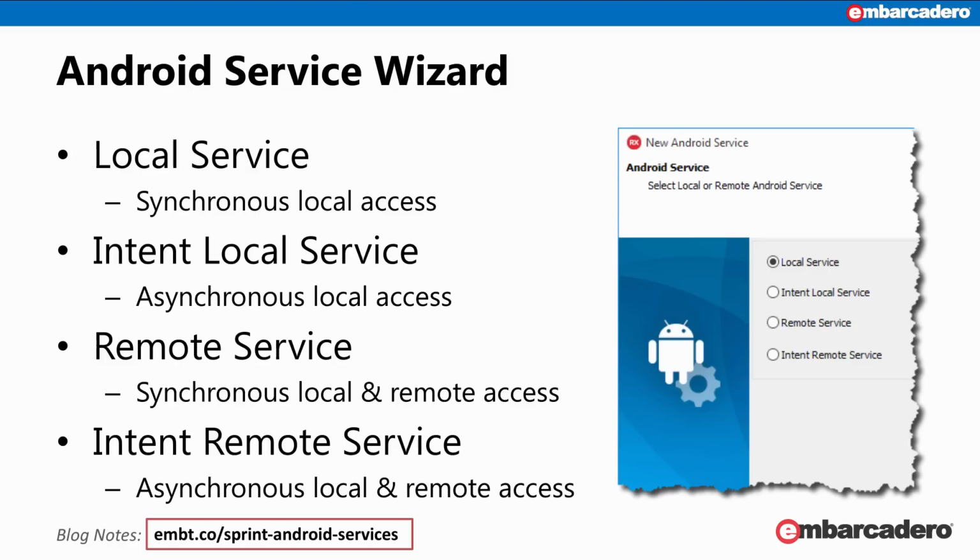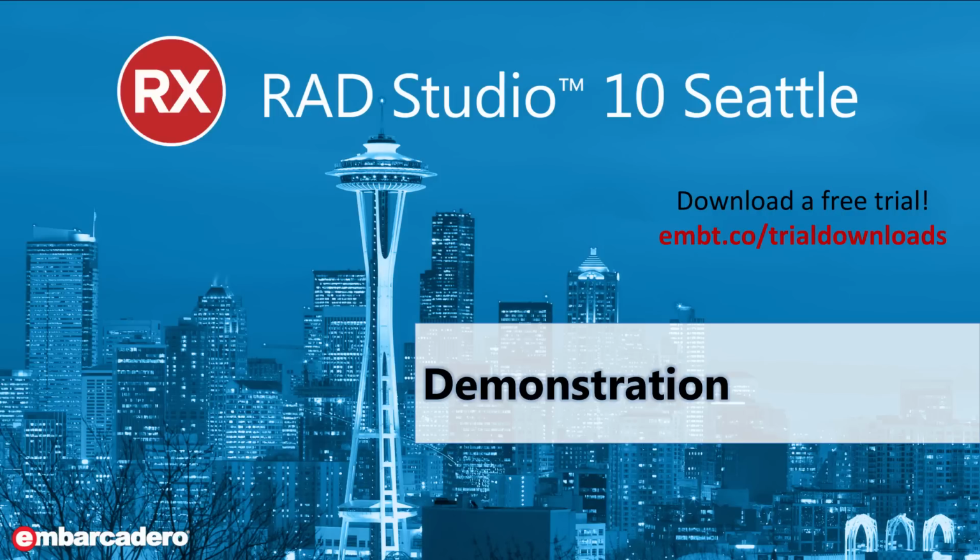So when you launch the wizard, you're presented with these four possible choices, whether you're going to create a local service, an intent local service, which is asynchronous, a remote service, or an intent remote service, which is asynchronous and communicatable with by other applications. The data module the service is based on for the local service and remote service is the same, and then the intent local and intent remote service is the same. It's going to be using either the intent service data module or the non-intent service data module.